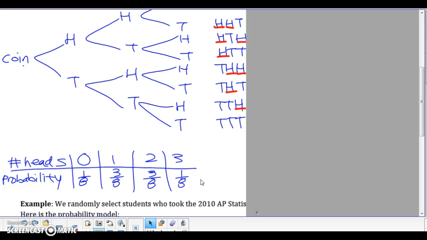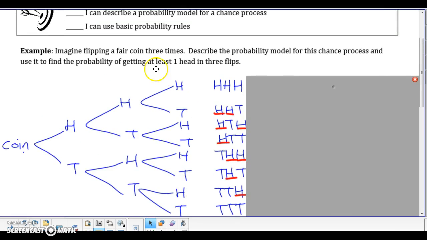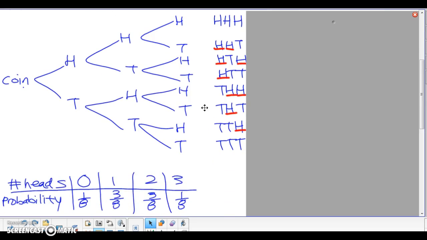The last thing is to figure out the probability of getting at least 1 head. So at least 1 head means 1 or more. So that means I could get 1 head or 2 heads or 3 heads. So one way of getting it would be to add those up. Say, all right, well, 1 or more means everything here and to the right, so it would be 3 out of 8 plus 3 out of 8 plus 1 out of 8, which is a total of 7 out of 8.